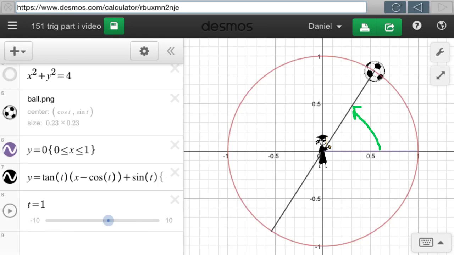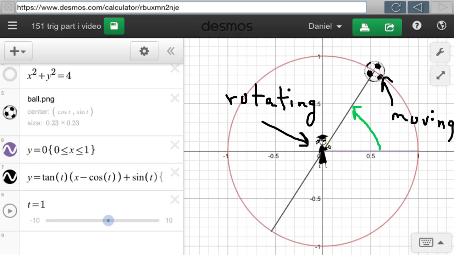One is the college graduate is rotating as the ball is moving. So the ball is moving around the circumference of the circle as the college graduate is rotating. And really that's just the two different ways that we can measure angles. So we can think of the amount of rotation of the college graduate. The college graduate really isn't rotating because it's not animated, but what you can do is you can assume that it is rotating counterclockwise to keep its eye on the ball.